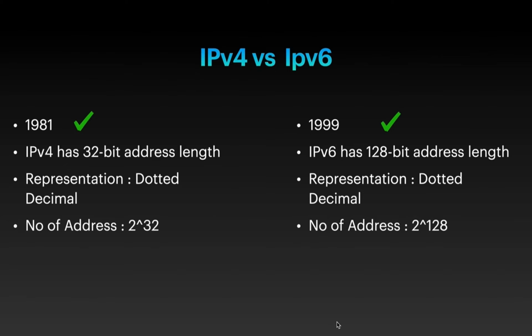So an IPv4 address has a 32-bit address length. An IPv6 address has a 128-bit address length, which is way larger than IPv4. So for now, we are safe. IP addresses won't be exhausted. The representation of an IPv4 address is dotted decimal, and the representation of IPv6 is also dotted decimal. The number of addresses in IPv4 is 2 raised to 32, and the number of addresses that can be formed using IPv6 is 2 raised to 128.